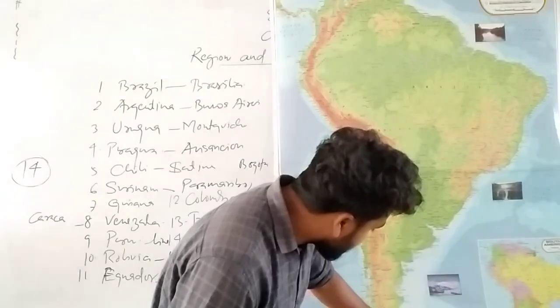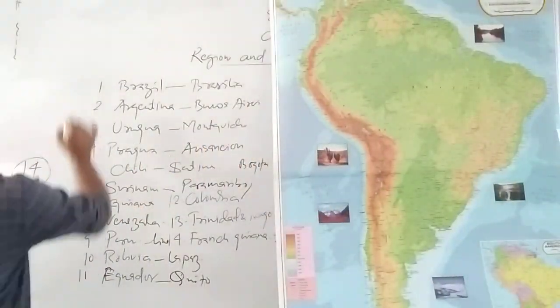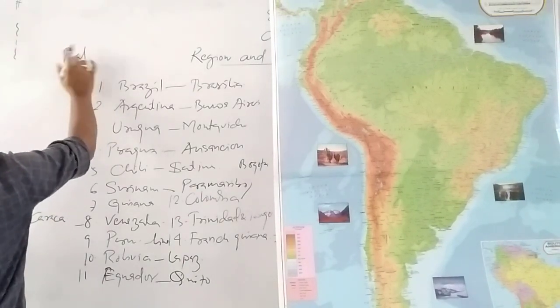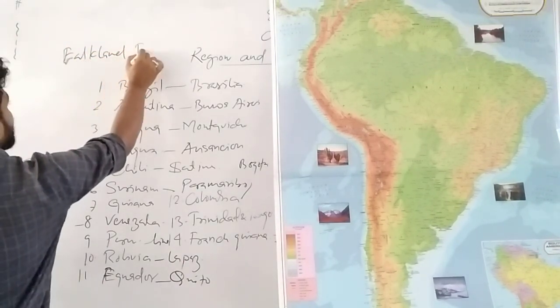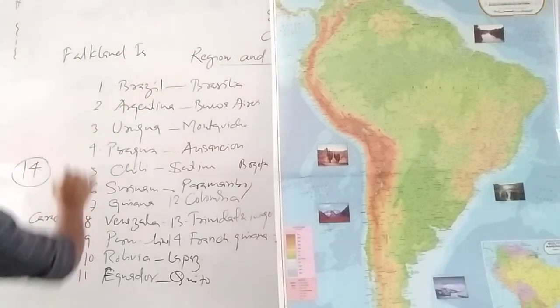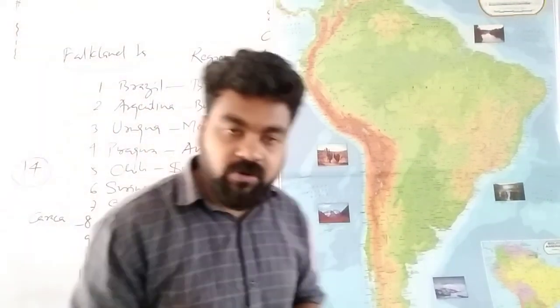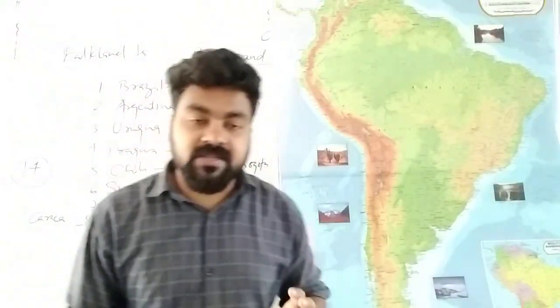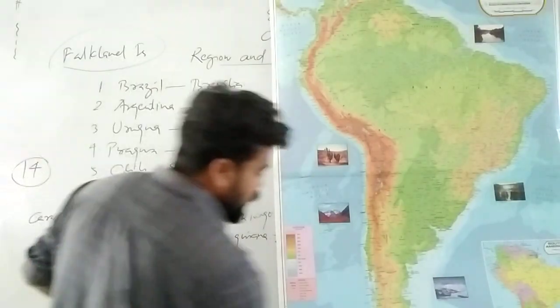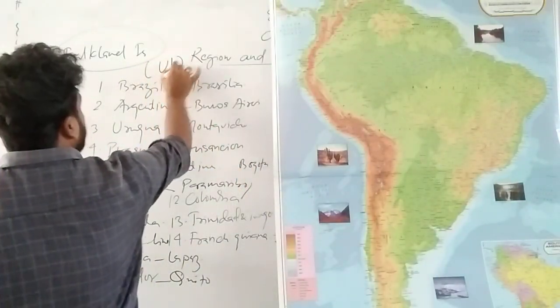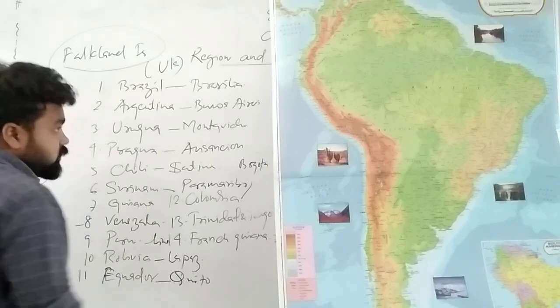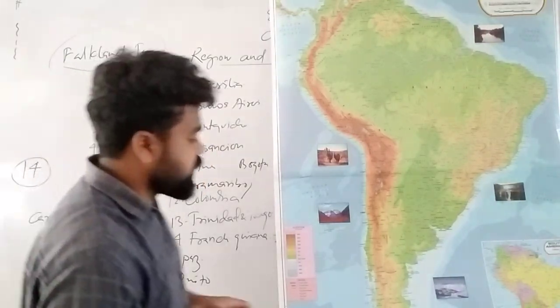Again here another island is there, that is called Falkland Island. But Falkland Island is actually not the part of South America. Politically it is the part of UK. You can see here near Falkland Island it is written UK. UK means United Kingdom. That means politically the Falklands belong to the United Kingdom government, but physically it is a part of South America. Then we will see different physiographic divisions here.